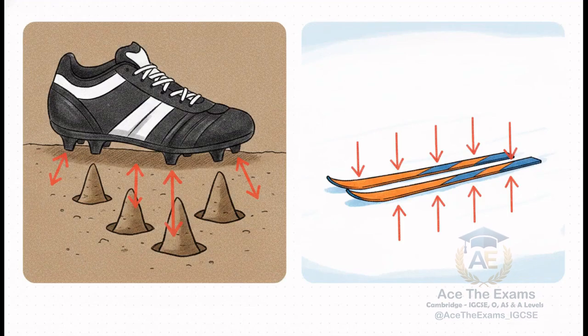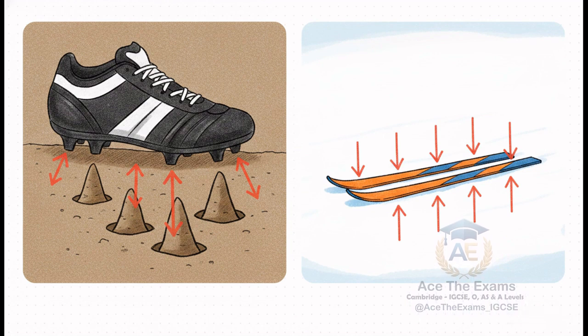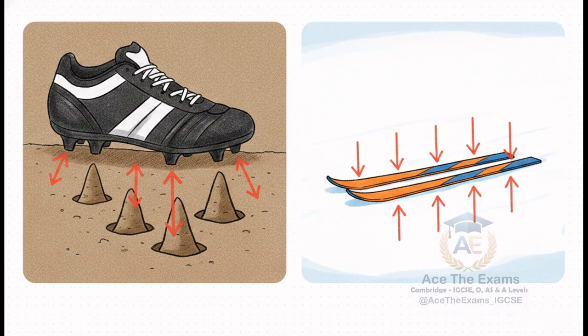All right, Challenge 3, Speed Writing. You have 30 seconds to write one perfect PEEL paragraph comparing football boots to snow skis. Go. Okay, here is the perfect model answer.